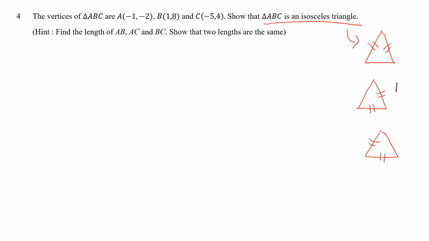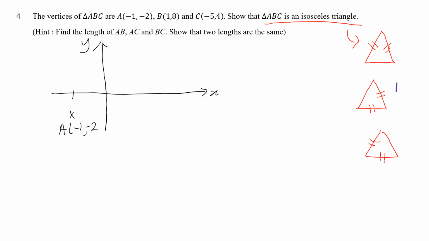So before we do this question, I think it's good that we do a sketch of the diagram. You don't need to be very accurate. So let's have this point A as -1, -2. Then we have a point B that is 1, 8. And a point C that is -5, 4. I need to extend this longer.